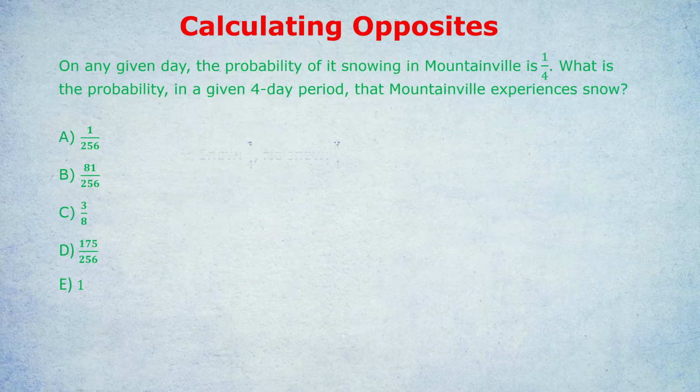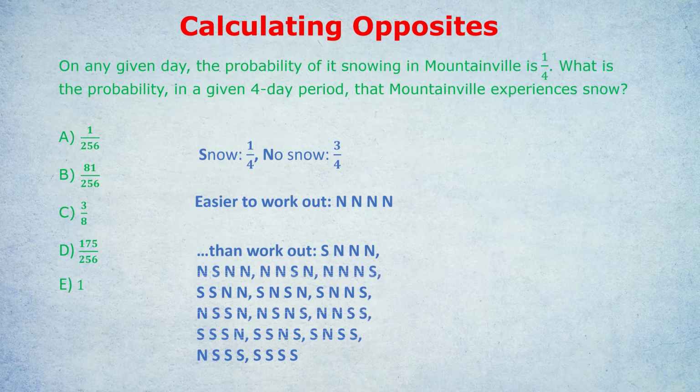Let me demonstrate. We're still going to use the letter method. So S for snow, which is 1/4, N for no snow, which is going to be 3/4. Something happening and not happening always has to add up to 1. Okay, so snow 1/4, no snow 3/4. What we're going to do is simply work out the opposite. Instead of calculating the probability and all the different combinations of getting snow, we're going to calculate the ways of not getting snow, which with letters would simply be no snow, no snow, no snow, and no snow. N, N, N, N. That's far easier to work out than look at all of that.